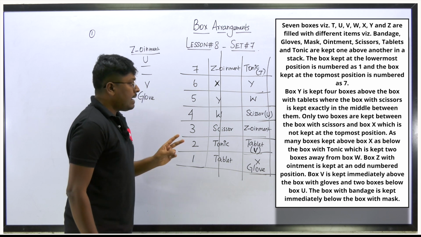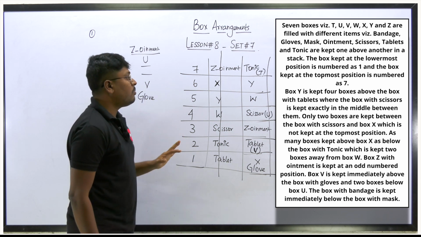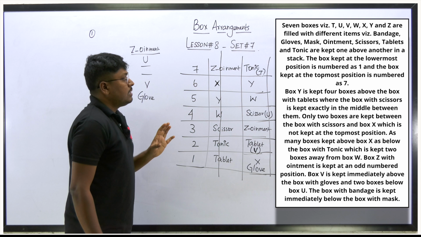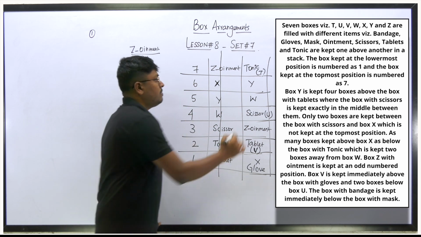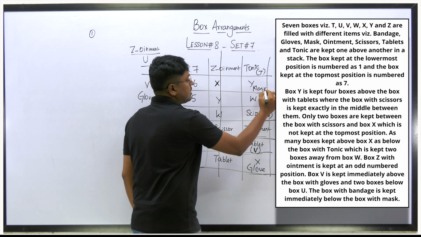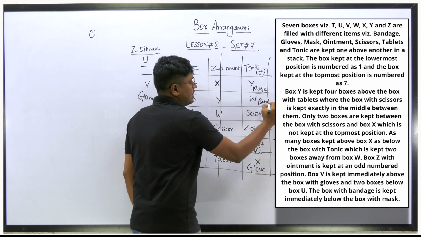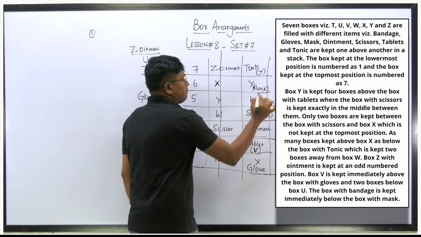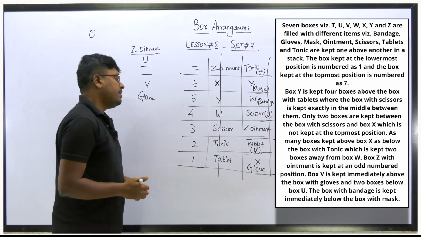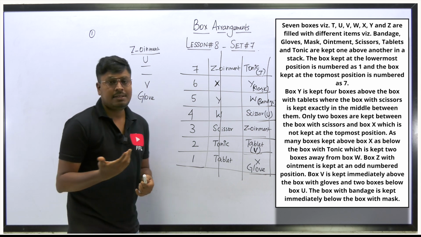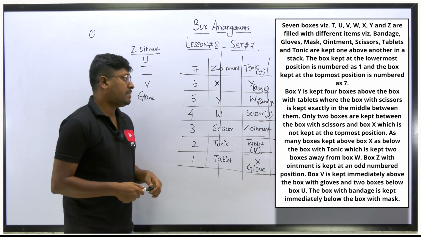The box with bandages is kept immediately below the box with mask. So what they are saying is immediately below the mask is bandages. So two places are remaining, which will be mask and this will be bandages. That's it, right? So tonic, mask, bandages, scissor, ointment, tablets and glove, right? This will be the answer for set number 7 puzzle.